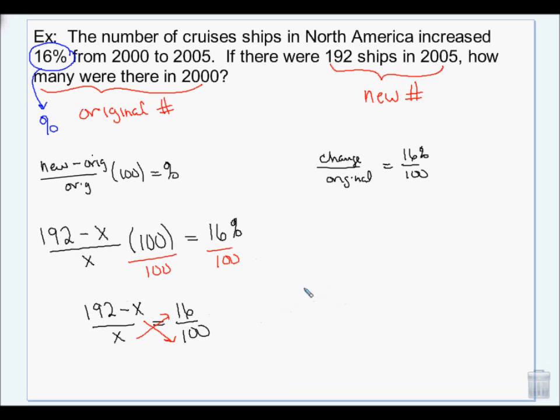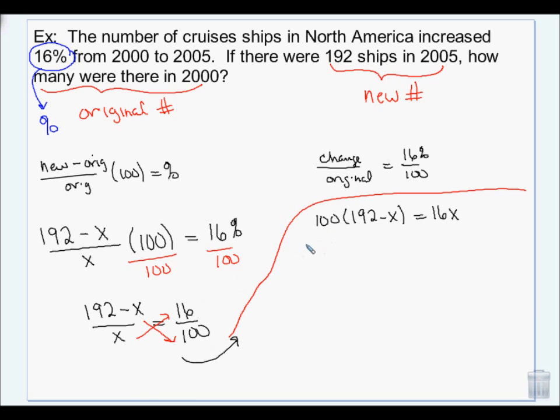So here I'm going to move this up so I can have more room. What I have is 100 times 192 minus x is equal to 16x. That's from cross multiplying. This is just moving up because it ran out of space. Okay, so I have 19200 minus 100x is equal to 16x, because I've distributed the 100.